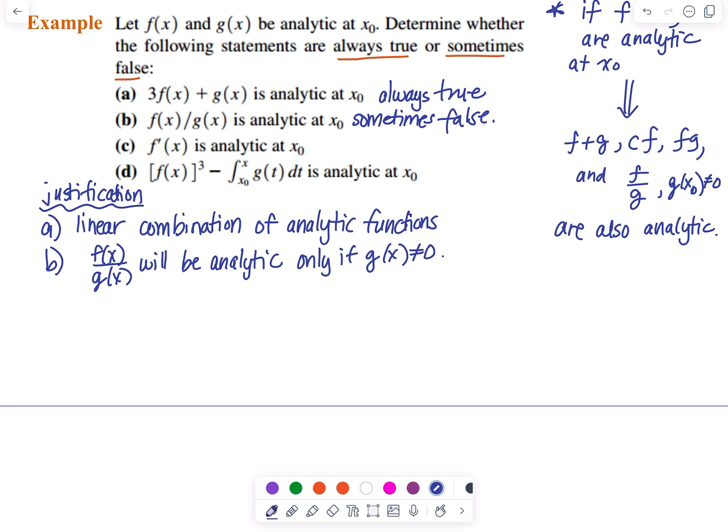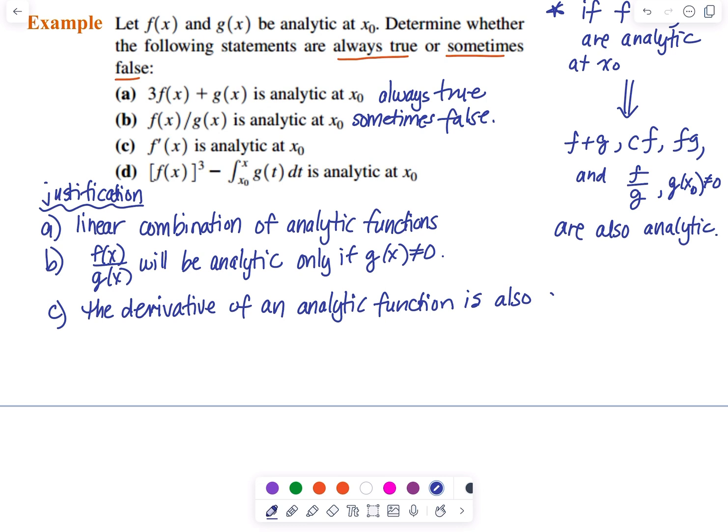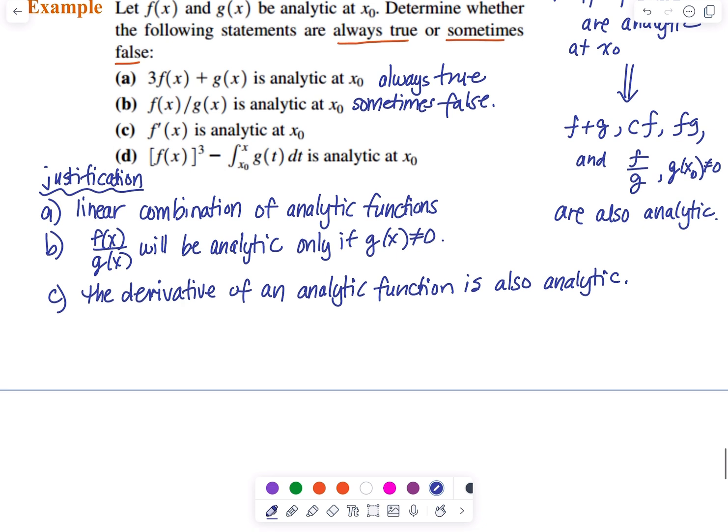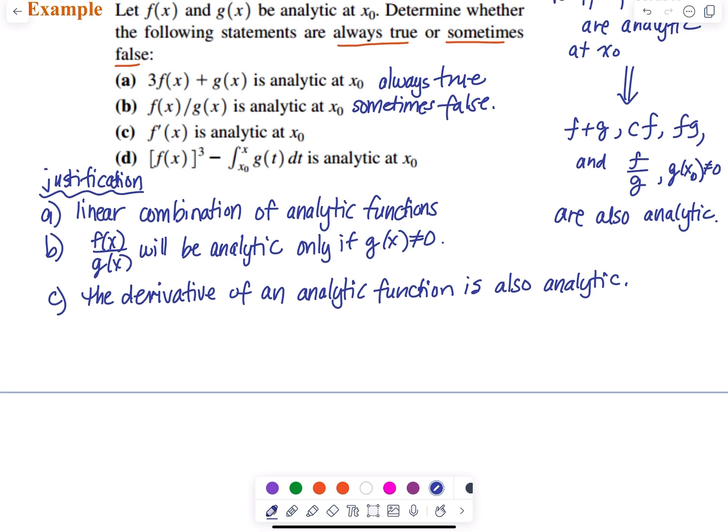Let's go ahead and look at C. F prime of x is analytic at x naught. So the derivative of an analytic function is also analytic. And this really results from the fact that the analytic function has every order of derivative at the point x naught. So this will always be true.